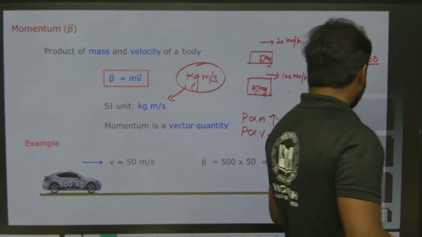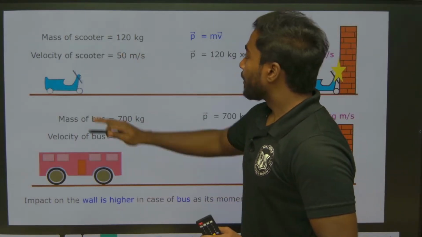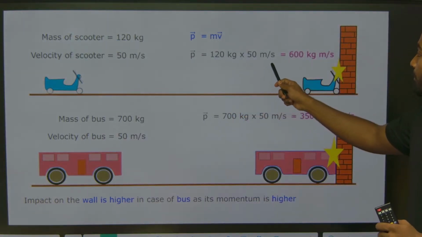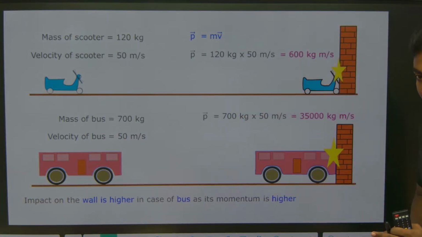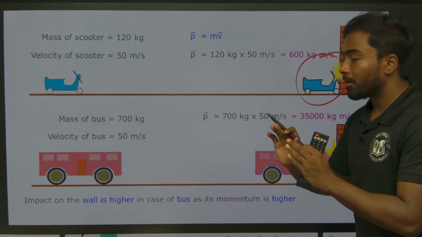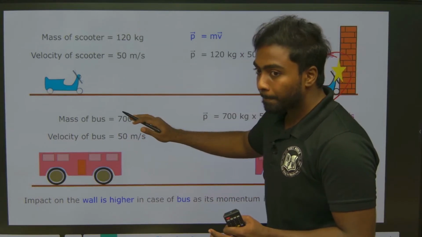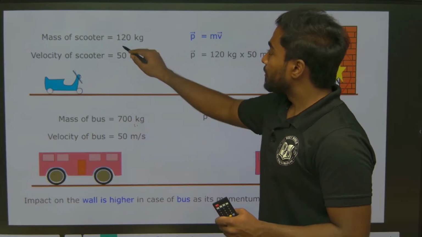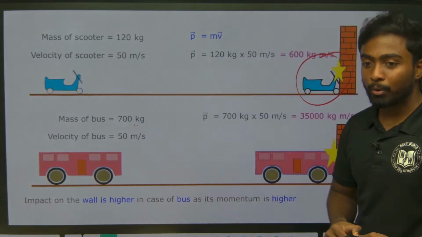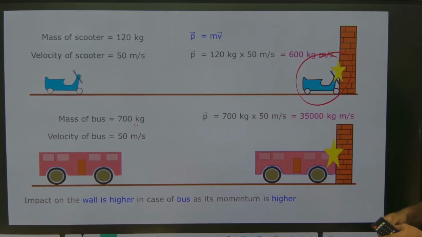Let me take an example for this. There is a scooter of mass 120 kg going at 50 meter per second. Momentum will be 120 kg into 50, which is 6,000 kg meter per second. The impact we can observe here is little when I compare to a bus. The bus will also be going at 50 meter per second, but the mass has increased. The mass of the scooter is 120, but the mass of the bus will not be the same, it is 700 kg. So 700 into 50 is 35,000 kg meter per second.